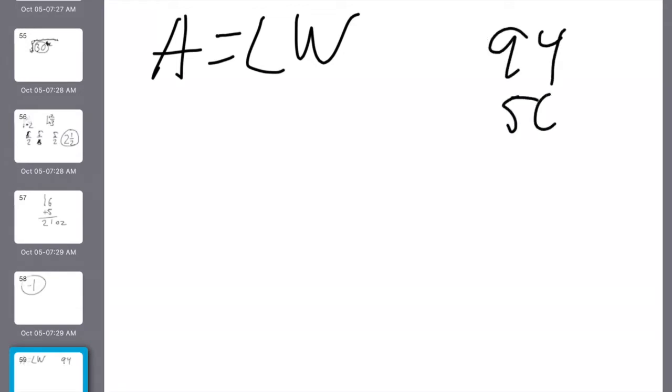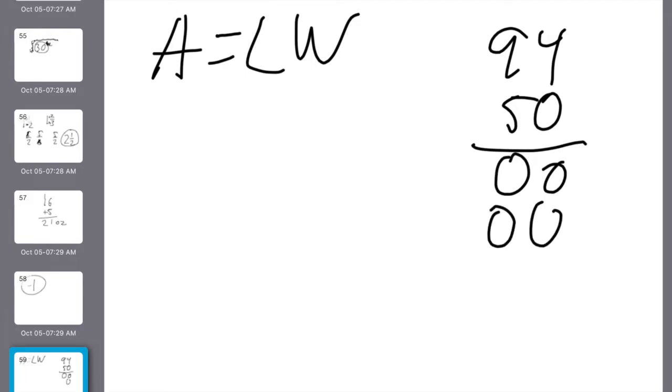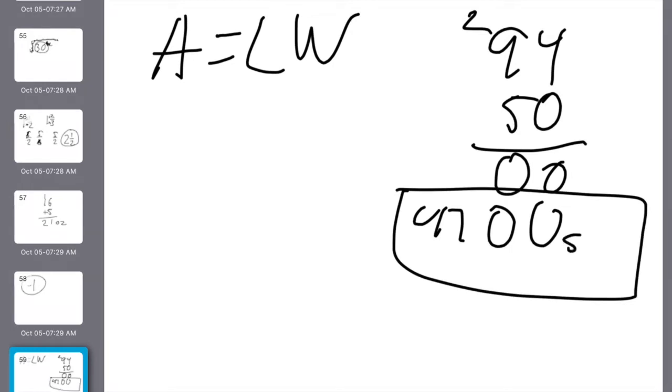So now I just stick the numbers in. I'm going to do 94 times 50. 5 times 4 is 20. Carry the 2. 45, 46, 47. So this is 4,700, and we're working with area, so it's square feet.